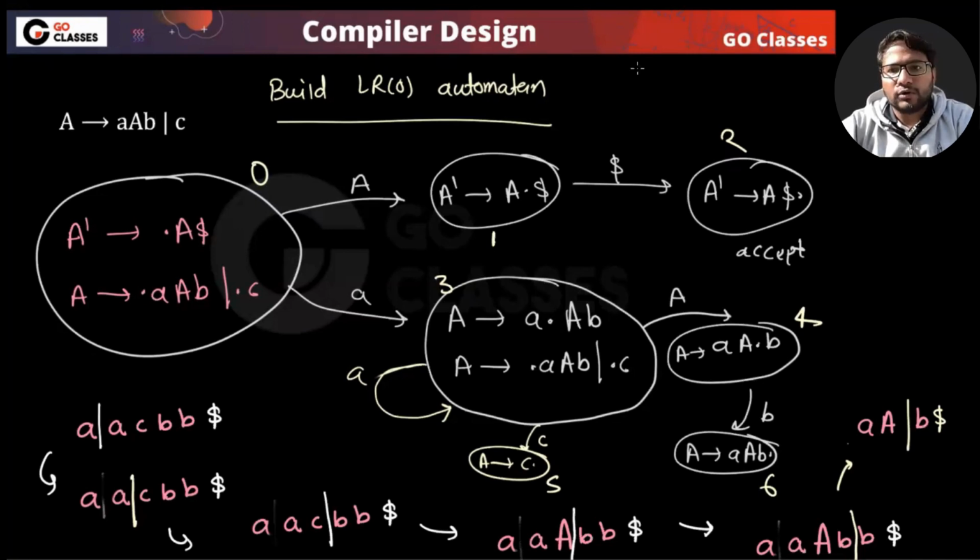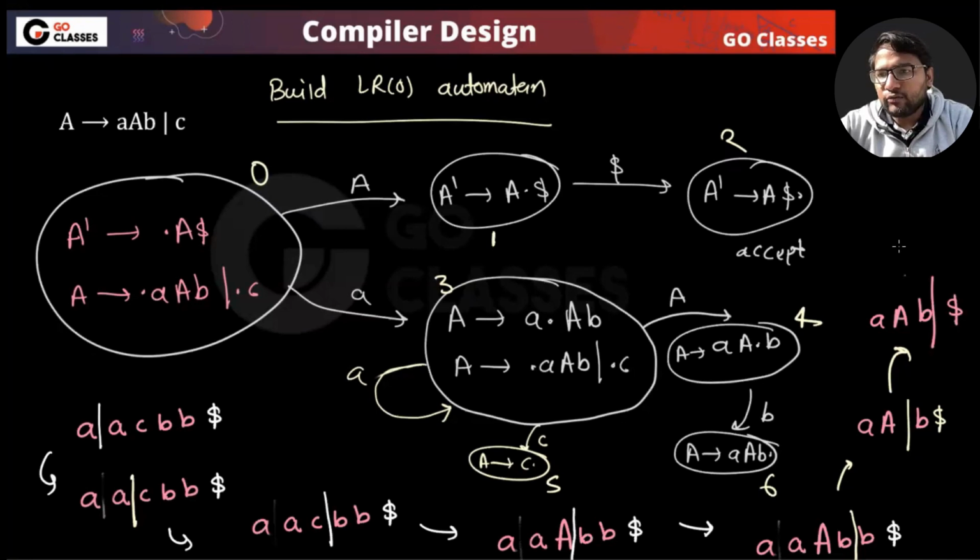Small a, capital A. What is the state? State is 4. Yes. So again, the state is 4. And then now you are getting B. So if you are getting B, then what you will do? You will say that this is small a, capital A, small b, and then ending with dollar. So this is how your stack will look.